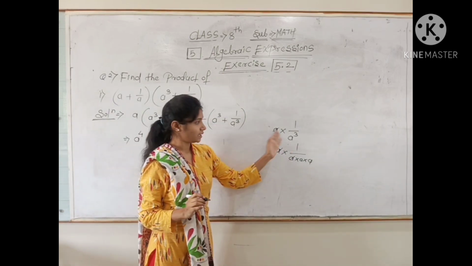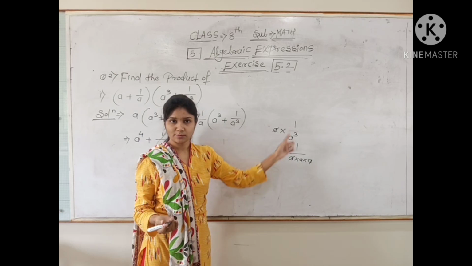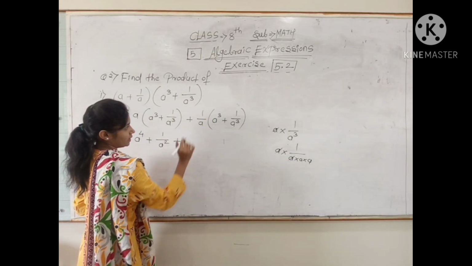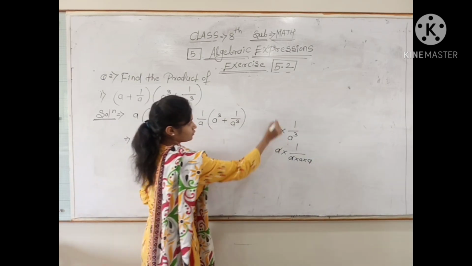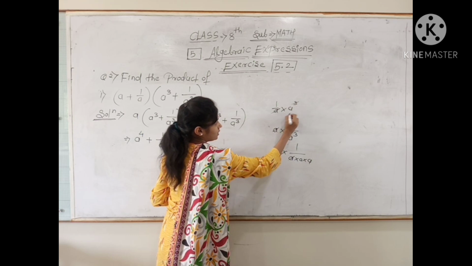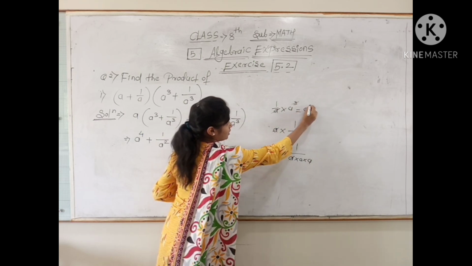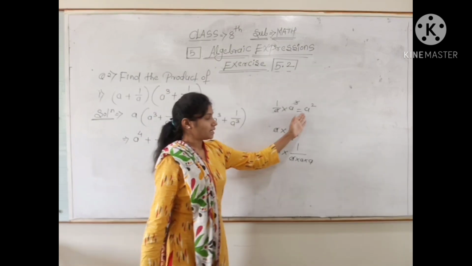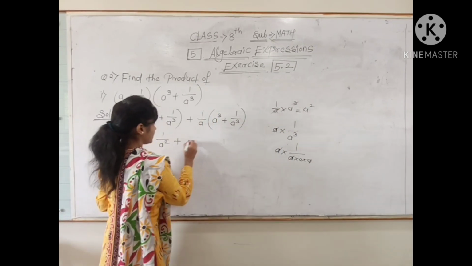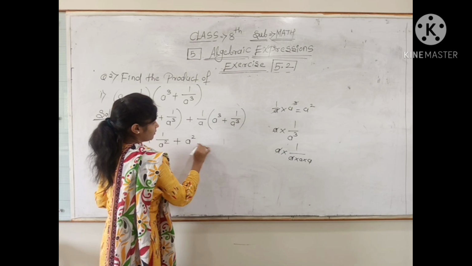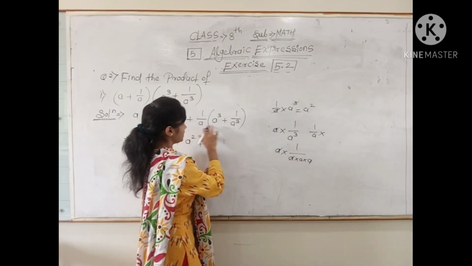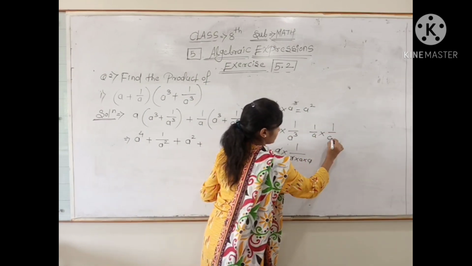Okay, from a cube we have cancelled one a. So what do you get? 1 upon a square remaining. Then plus 1 upon a multiplied by a cube. Again, here we have to cancel. The remaining term is a square. So a square multiplied by 1 is a square. So the answer is a square.